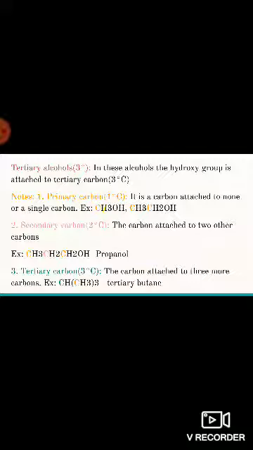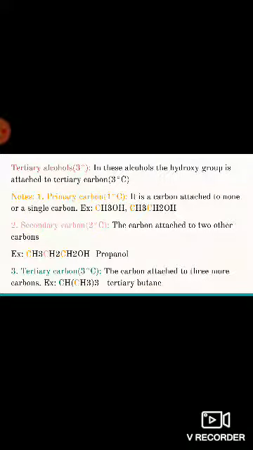Here it is a single carbon in methyl alcohol, but in ethyl alcohol the two carbons are attached to each other. The hydrogens which are attached to a primary carbon are considered primary hydrogens. Next, secondary carbon.